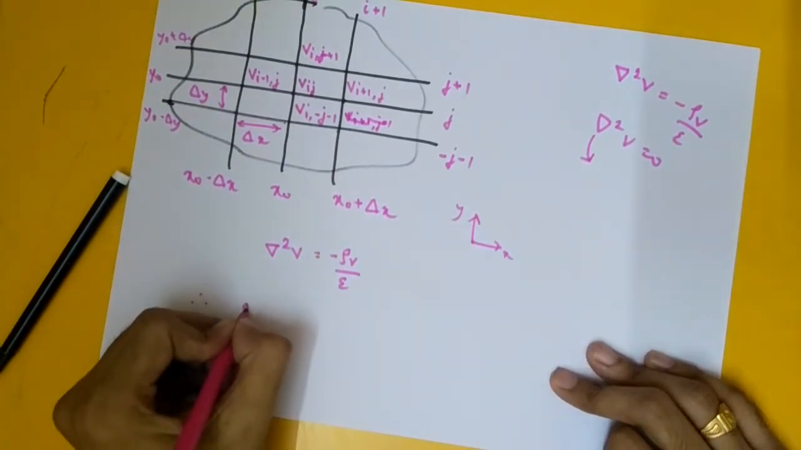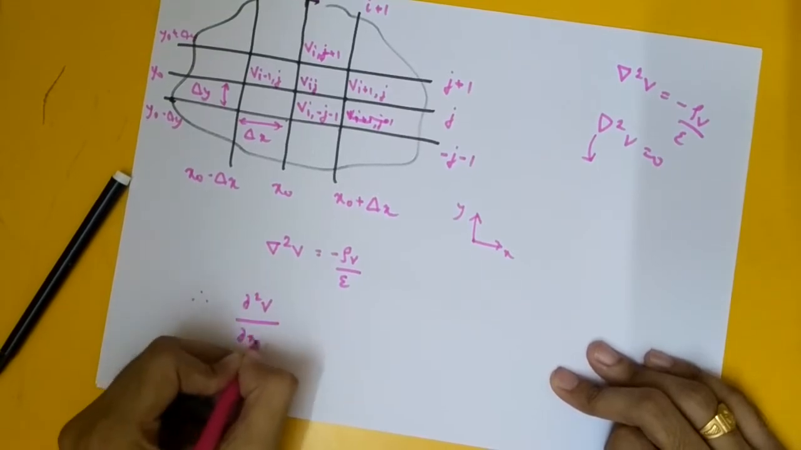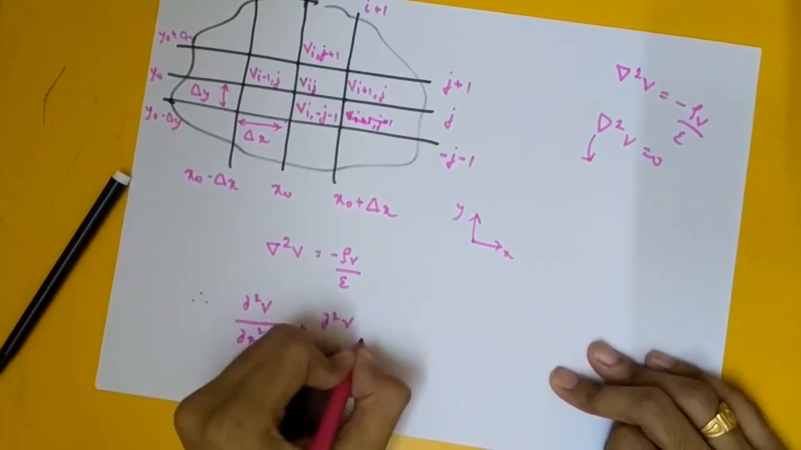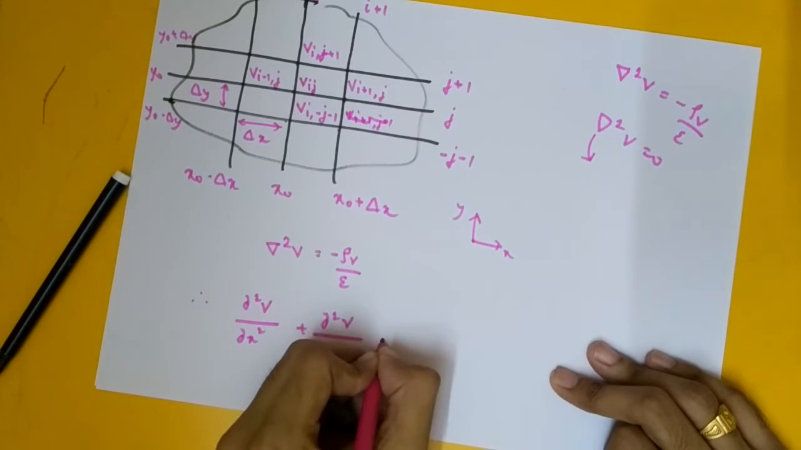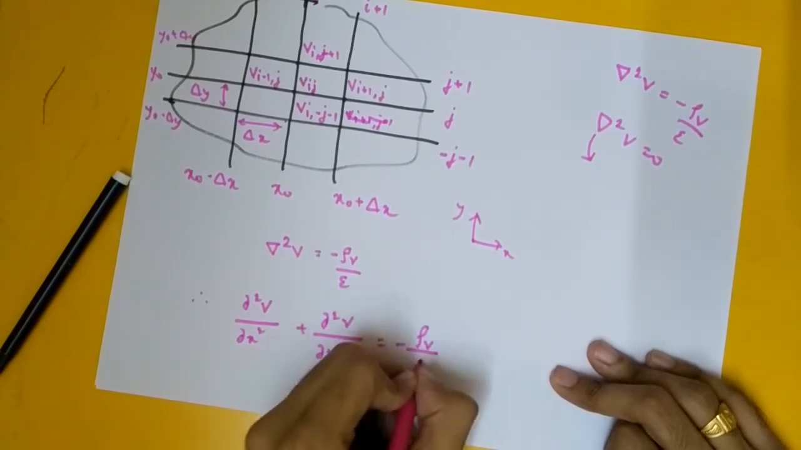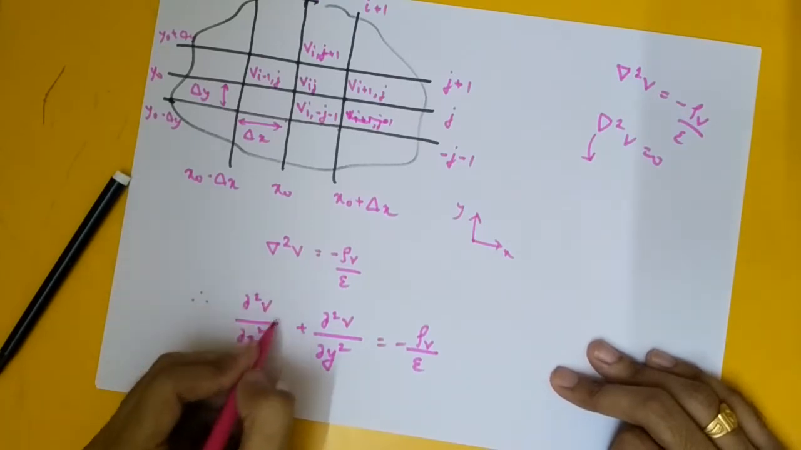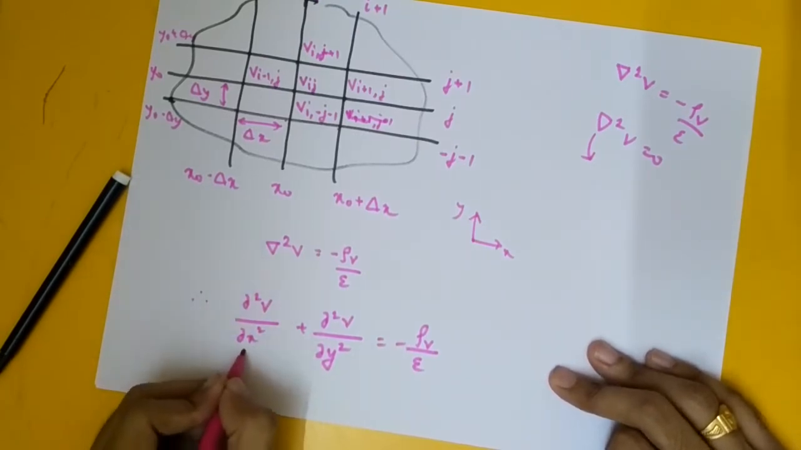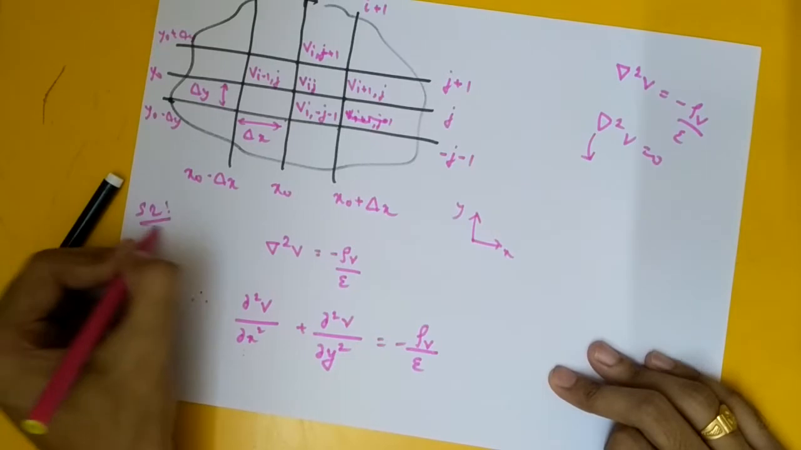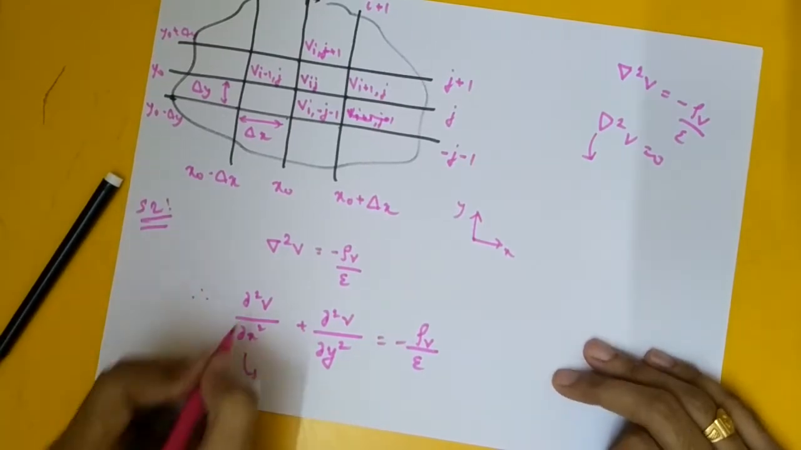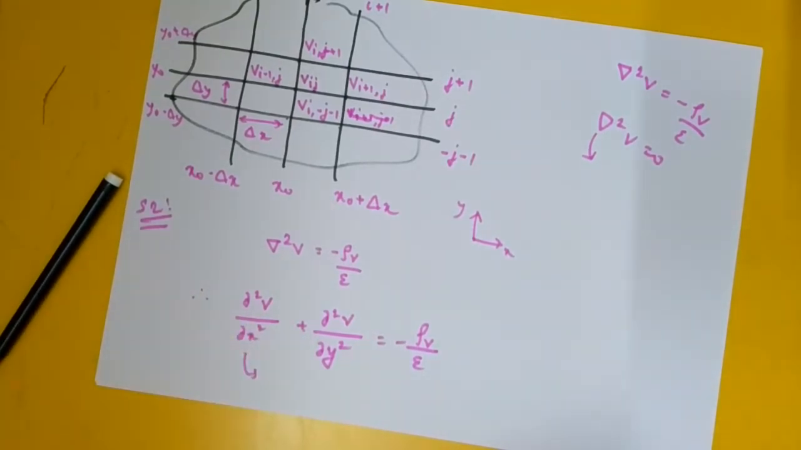So therefore this reduces to ∂²V/∂x² plus ∂²V/∂y² equal to minus ρv by epsilon, right? So we need to find this. Basically, फिर क्या करना है? स्टेप 2 में आ गया. This is step 2. So इसको अल्जेब्राइक फॉर्म में कन्वर्ट करना है, मतलब डिफरेंशियल फॉर्म नहीं चाहिए, right?